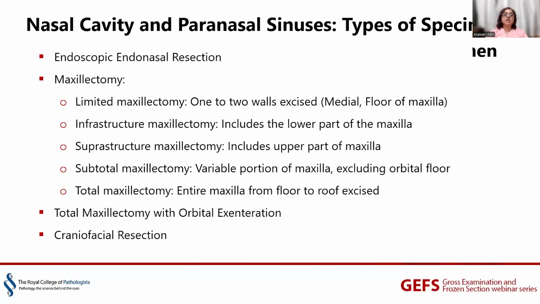Now, subtotal maxillectomies and total maxillectomies, most of the time we can orient them properly. We can identify the maxilla because even for subtotal maxillectomy, a major portion of maxilla is there. Most of the palate and alveolus is there. But many times the orbital floor will be excluded. Total maxillectomy can contain the orbital floor or may not; most of the time it contains the orbital floor or roof of the maxilla. And sometimes we may get total maxillectomy with orbital exenteration, which contains the eyeball. Here again, the orientation is possible because the eyeball is there, and we have total maxillectomy, which you can identify based on the laterality, which is the lateral side and medial side.